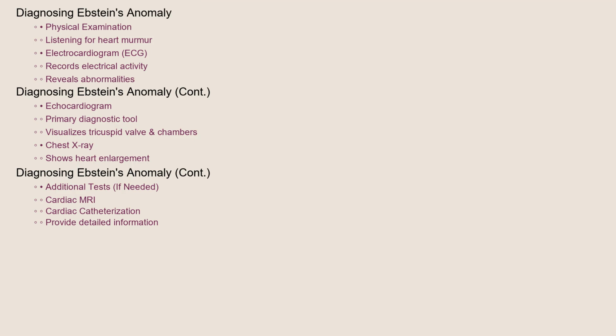Diagnosis of Ebstein's anomaly typically involves a combination of physical examination and various diagnostic tests. During a physical exam, a doctor may listen for a heart murmur. An electrocardiogram, or ECG, records the electrical activity of the heart and can reveal abnormalities. An echocardiogram, which uses sound waves to create an image of the heart, is the primary diagnostic tool. It visualizes the structure and function of the tricuspid valve and the heart chambers. A chest X-ray can show enlargement of the heart. In some instances, MRI or cardiac catheterization may be necessary to provide more detailed information about the heart structure and function.